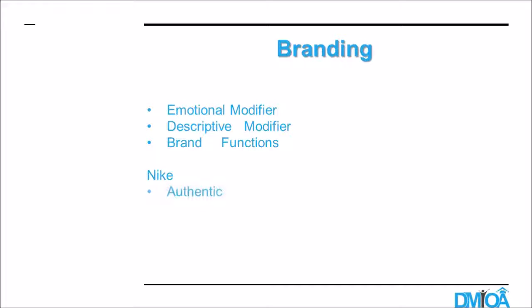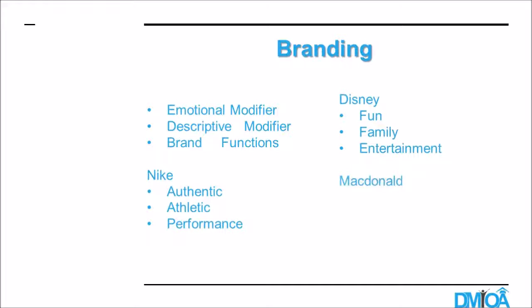Next, we come to branding. To develop your brand mantra, you need to go to customers and ask what comes to mind when they hear about your brand. Take 5 or 6 concepts of your brand, then relate them to the point of parity and the point of differentiation. When developing a brand mantra, always think of how you can define your brand in 30 seconds. Try to make a mental map. Use emotional modifiers, use descriptive modifiers, or use brand functions. For example, Nike is authentic, athletic performance. Disney is fun, family, entertainment. McDonald's is fun, family, food. You need to be there using these modifiers.